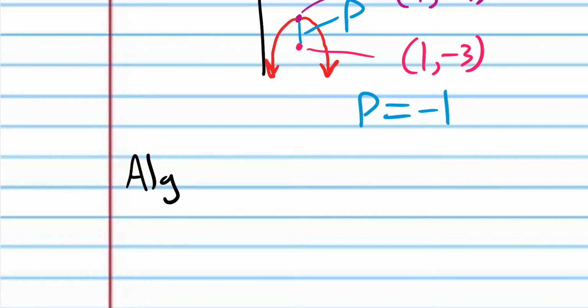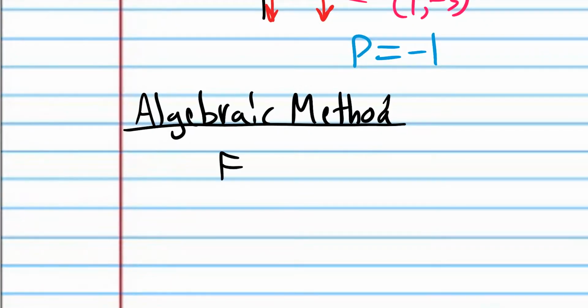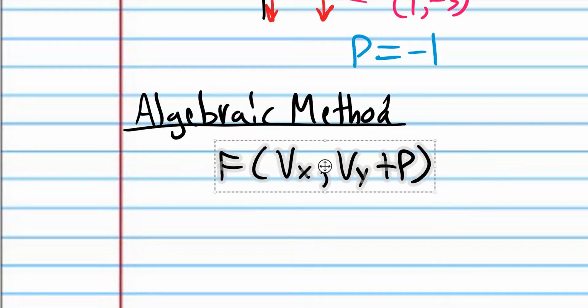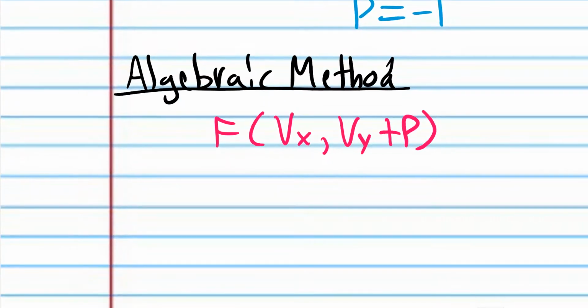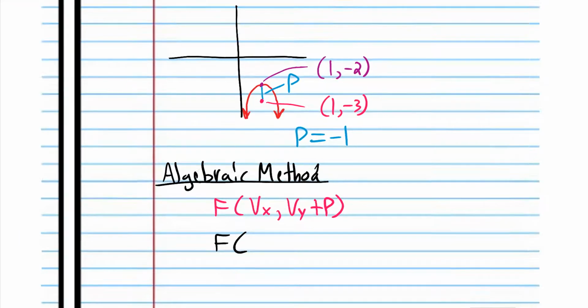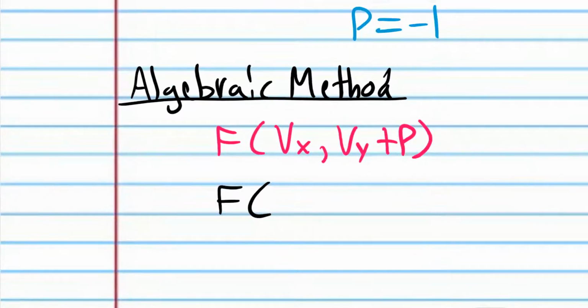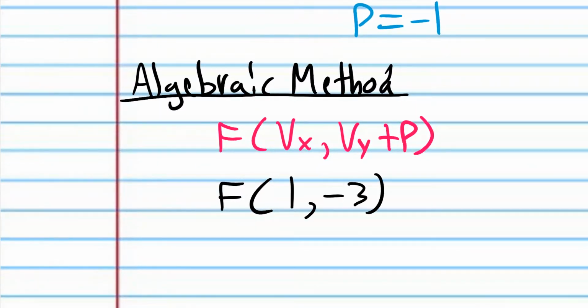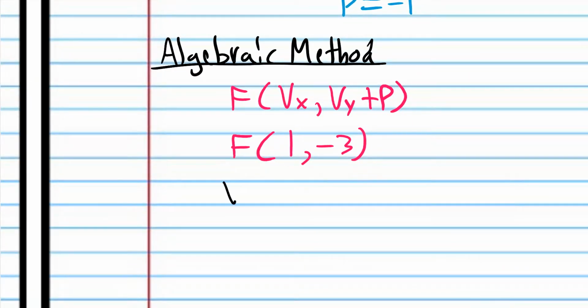Now let's use the algebraic method. So we know that the x value of the vertex is the x value of the focus, and the y value of the focus is the y value of the vertex plus p. And I always label the focus with that color. And we know that the focus is 1, -3. We were given that information, so we know it must be 1, -3. And so that gives us an algebraic equation. We know that Vy plus p must be equal to -3, because the y value of the focus must be the sum of the y value of the vertex and p.